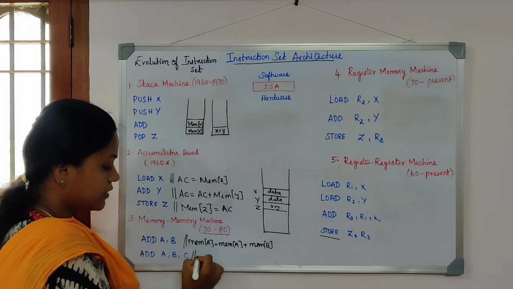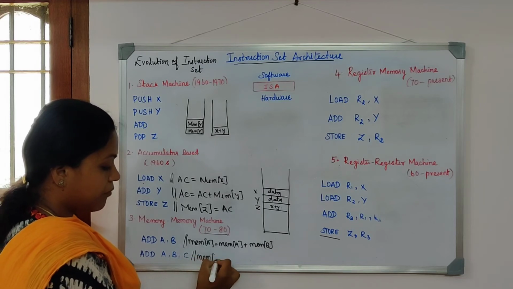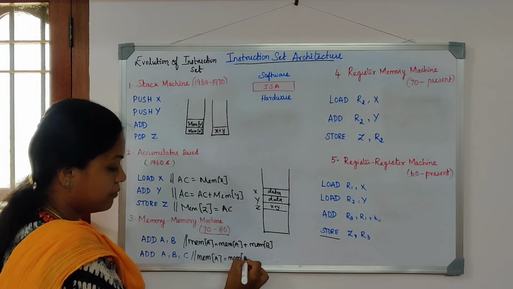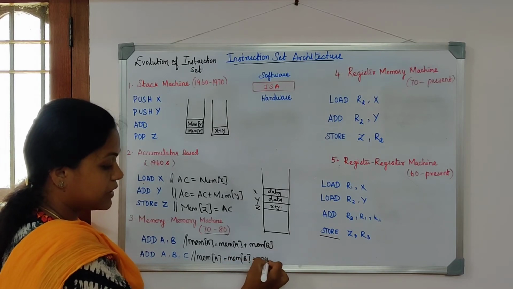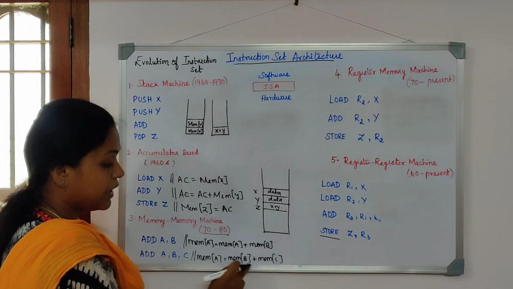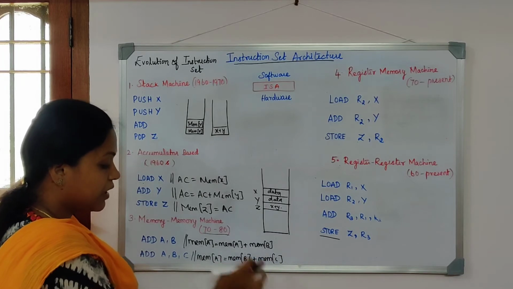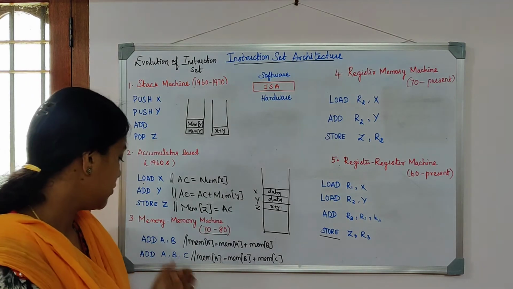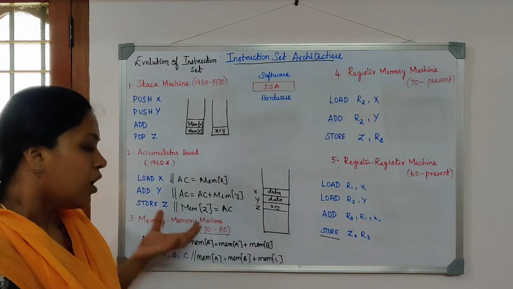Here in this case, it is memory in A equals memory in B plus memory in C. So the data from B and C is picked and added, and the value is placed in the location A in memory. So this is all about the memory instruction set.